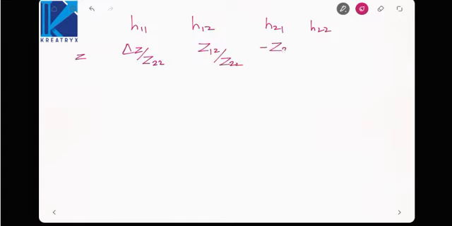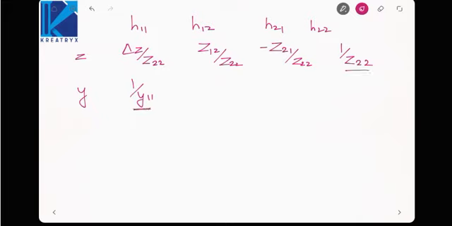Next is your H parameters. H11, H12, H21, H22. In terms of Z, it will be delta Z by Z22. H12 will be Z12 by Z22. H21 will be minus Z21 by Z22. H22 will be 1 by Z22. In terms of Y parameters, this will be 1 by Y11. See, Z and Y are inverse of each other. So this will come here, but 22 will be replaced by 11.